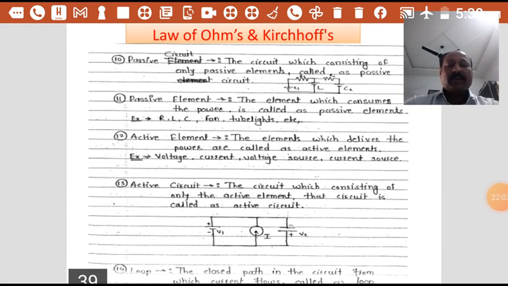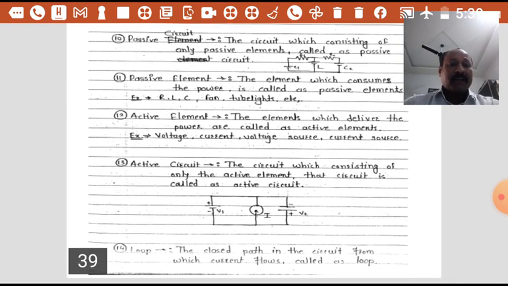The next one is nothing but the loop. What is a loop? The closed path in the circuit through which current flows. The closed path in the circuit through which current flows, that part is called a loop. Sometimes a loop is open. A loop being open means there is no current, and it's called an open circuit. Then the next one is the linear circuit.